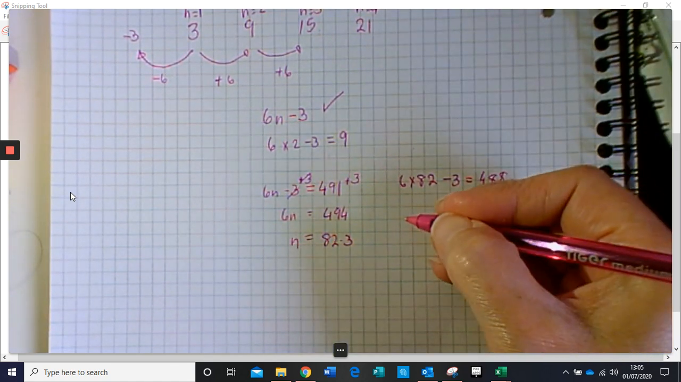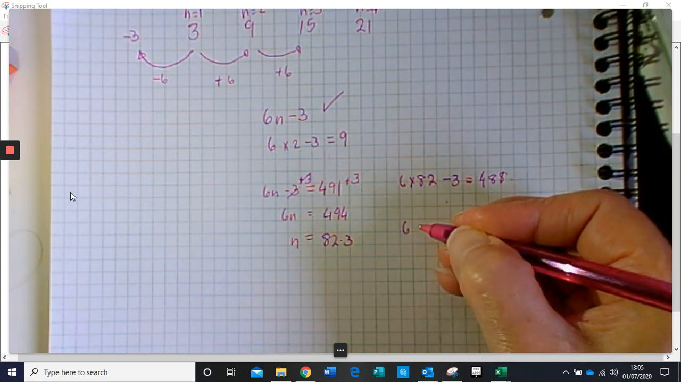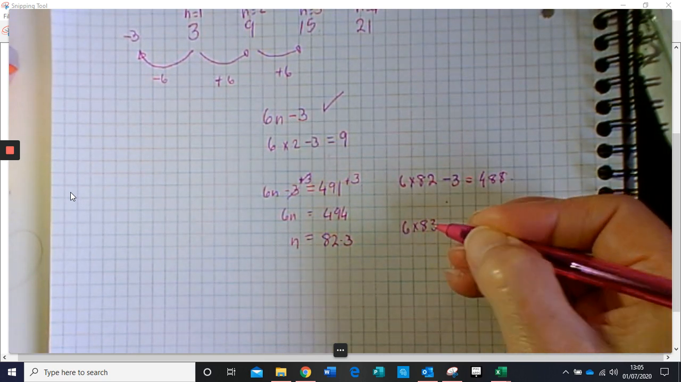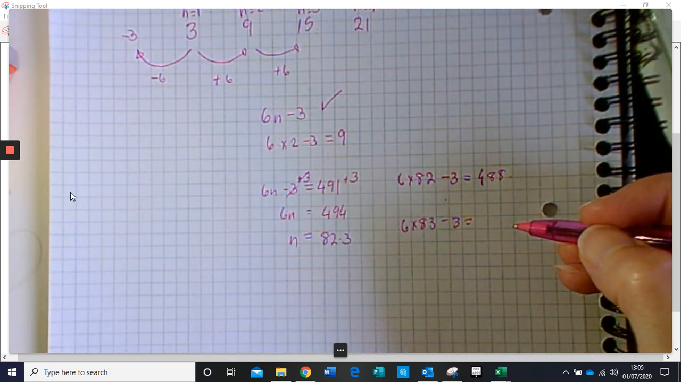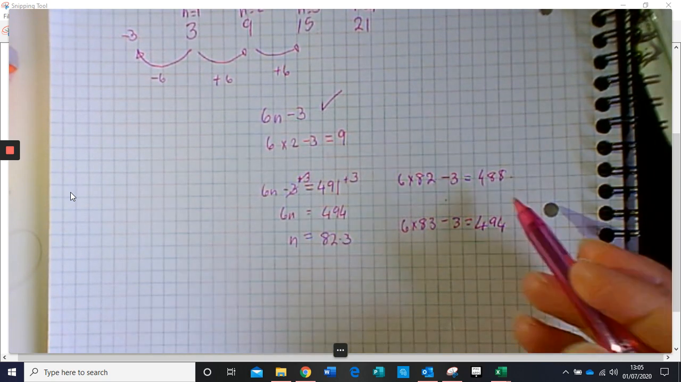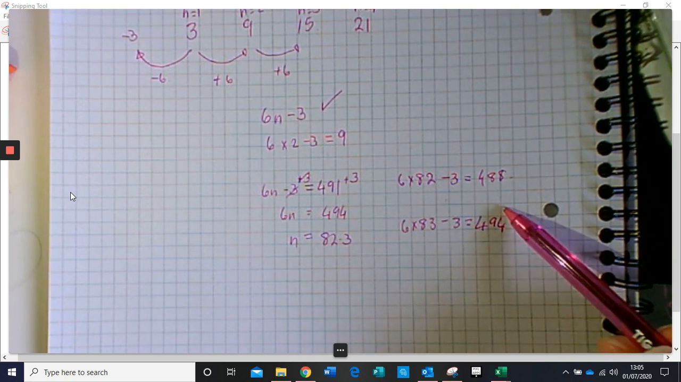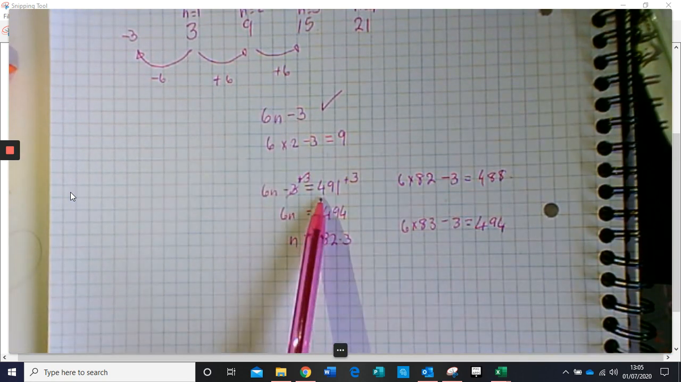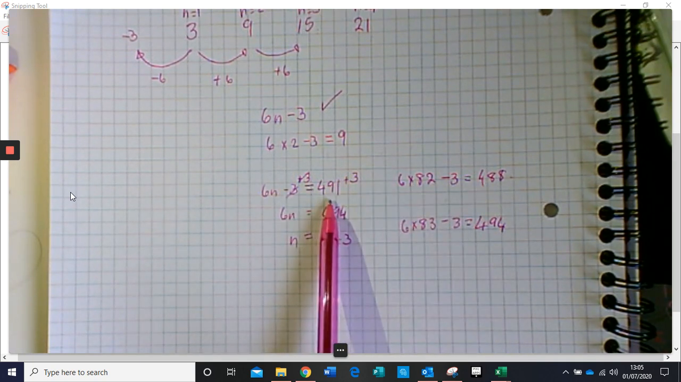And then you would compare that to the 83rd term. So you would have 6 times 83 minus 3. And that would give you, just have a think, 494. Also worked this out earlier. So the 83rd term would be 494. So we can clearly see that 491, which is in between there, is not a term in the sequence.